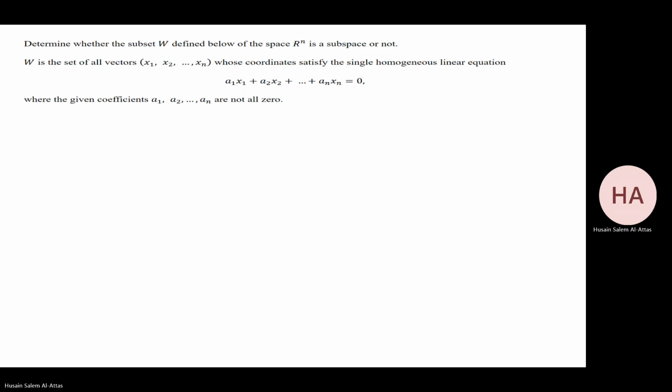He said determine what this set is. This set is the set of all vectors whose coordinates satisfy this single homogeneous linear equation. What do they mean by homogeneous? Not the homogeneous in 1.6. Homogeneous here, as for linear equations, means the right hand side is equal to 0. They call it a homogeneous equation. In this equation I have n unknowns and only one equation. It means I have infinitely many solutions.